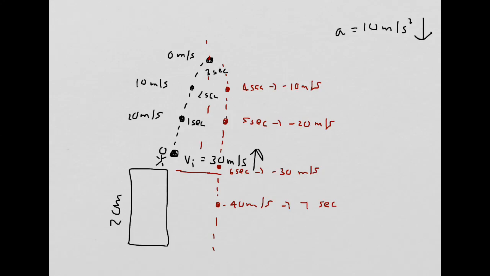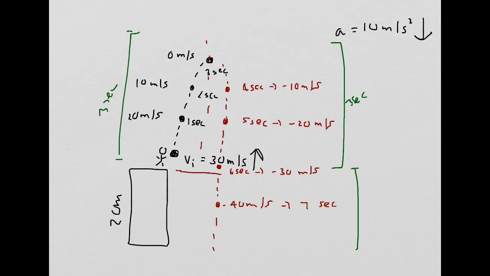Okay, so there are 2 ways we can do this kind of problem. So the first way is we already know the time that it takes for the ball to go up. So this portion right here is 3 seconds. And the time it takes for it to go back down is another 3 seconds. So all I need to do is figure out the time it takes to reach the ground, okay, and then add them all up. So that's the long way. We'll do that way first.